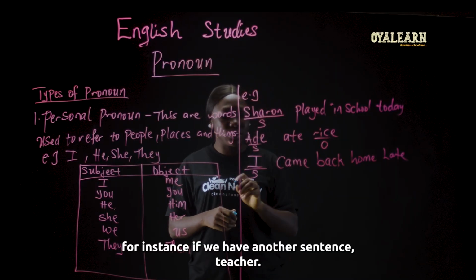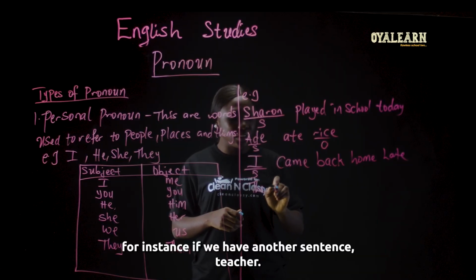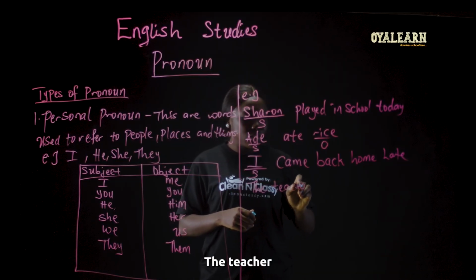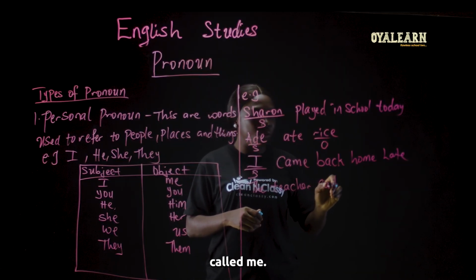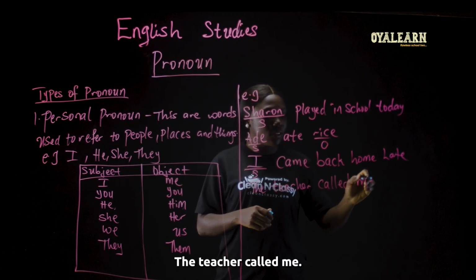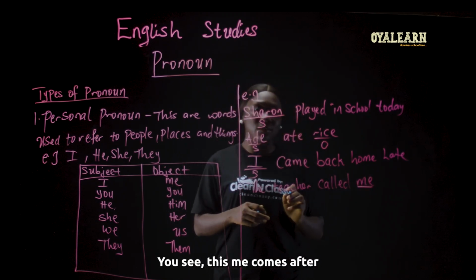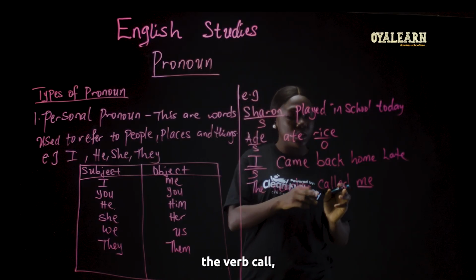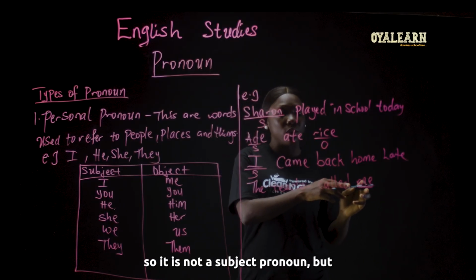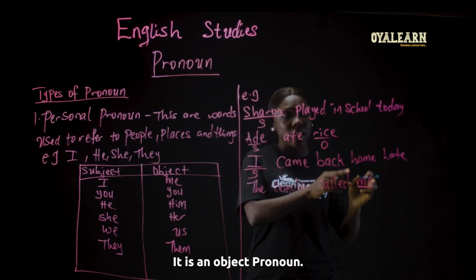For instance, if you have another sentence, the teacher called me. You see, this me comes after the verb called. So it is not a subject pronoun, but it is an object pronoun.